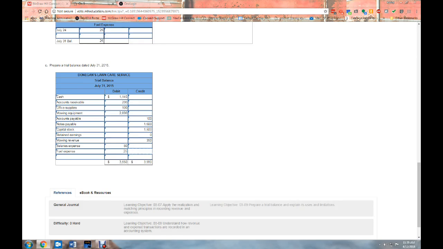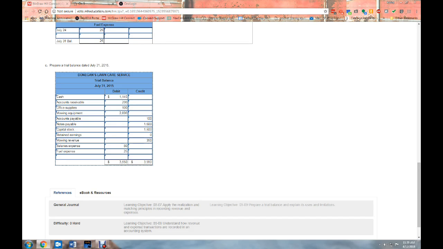What I'm looking for in the trial balance is for my debits and my credits to add up. I'm at $3,550 for both, so I'm in good shape. All right. So you've now seen journalizing, posting to the ledger, and a trial balance. Now remember, the trial balance is limited. It tells us that our debits and credits are equal, but it doesn't give us all good information.